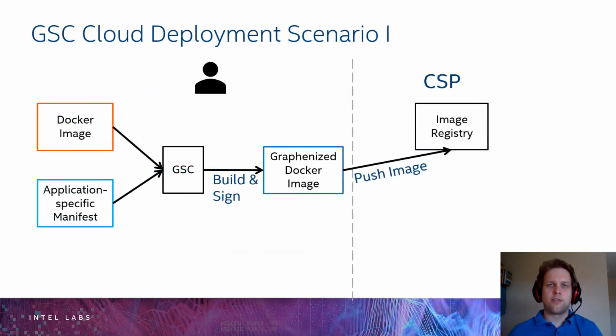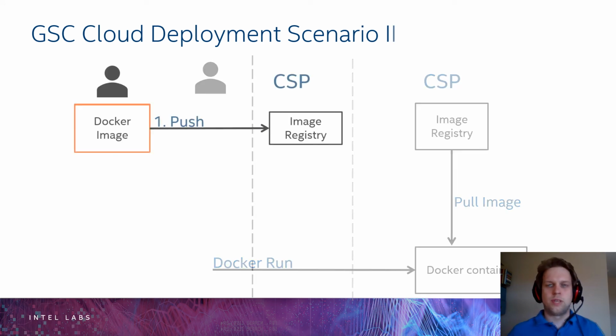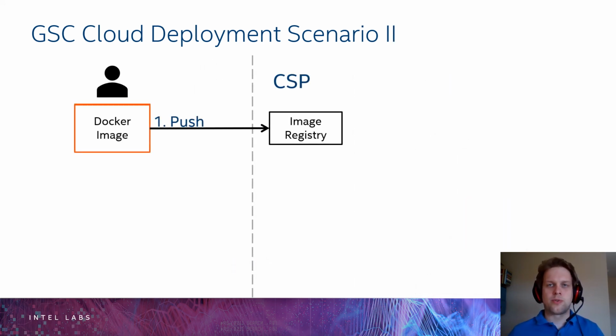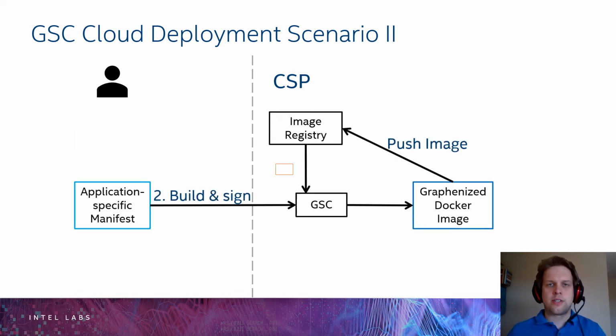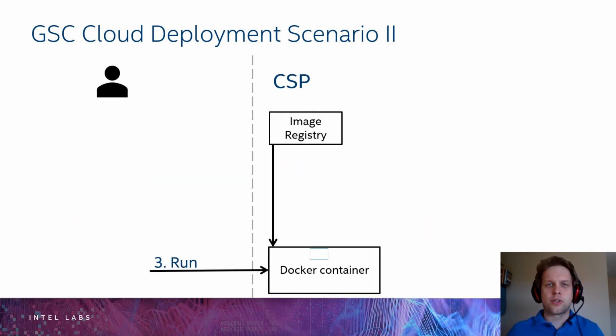Using GSC, we have developed 3 deployment scenarios. In the first scenario, the client builds the graphenized Docker image on-premise and then ships it to the CSP's registry. Afterwards, he can rely on Docker's run command infrastructure to create graphenized Docker containers as usual. In the second scenario, the client uploads the application Docker image. Subsequently, she graphenizes the image via a CSP's infrastructure interface, and again afterwards may use a Docker run command to deploy a graphenized Docker image.